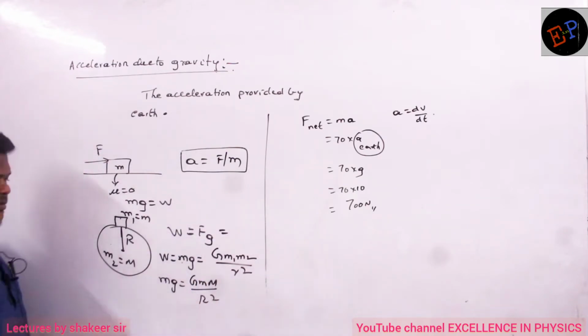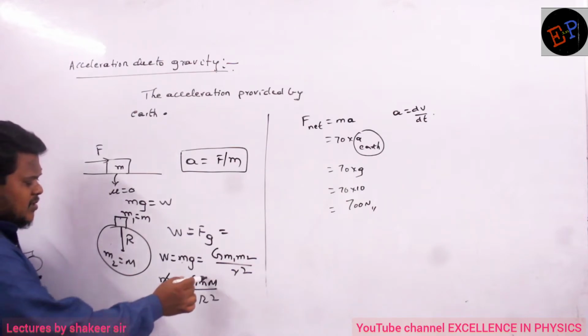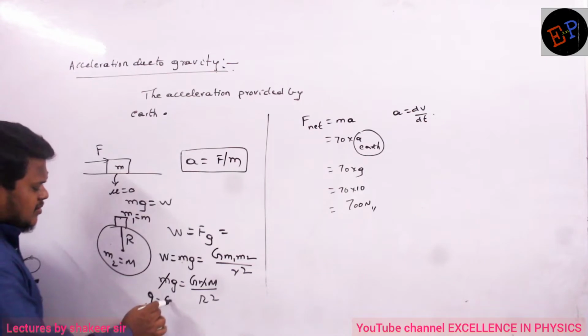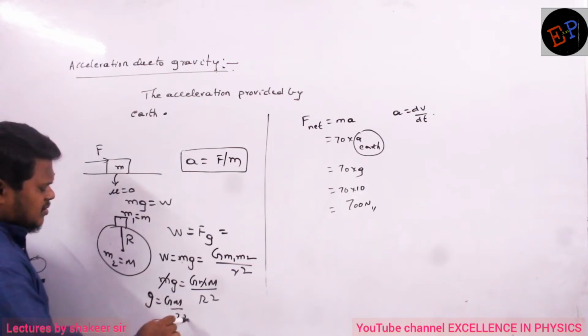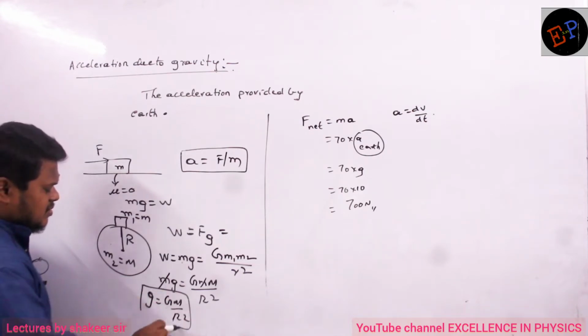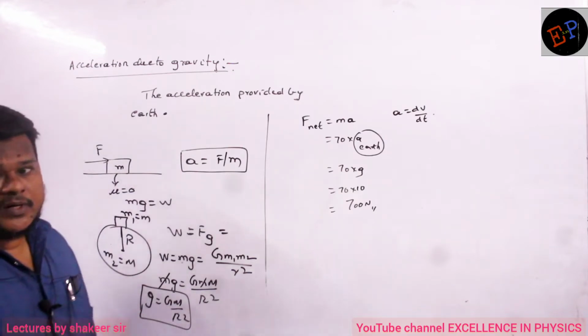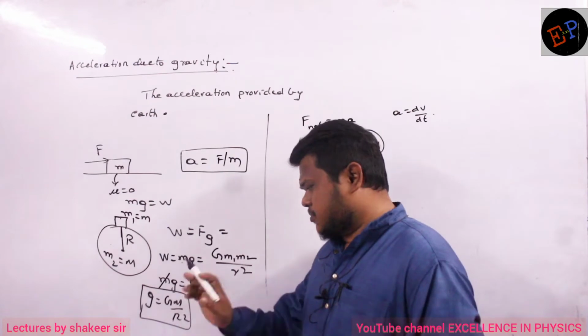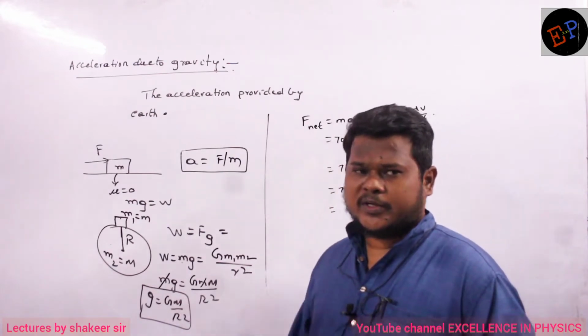That's all. So small m and small m will get cancelled. So what is the g value? G value is GM divided by r squared. So this is the equation of the acceleration provided by Earth. Okay, so Earth provides this much amount of acceleration on any body.